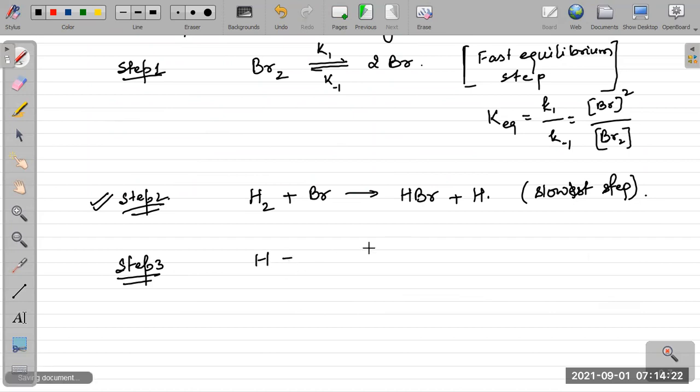this H again combines with one of the Br2 molecules to form HBr and Br. And this is again going to be a fast step. Okay?